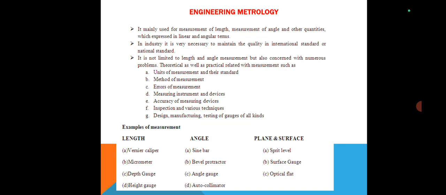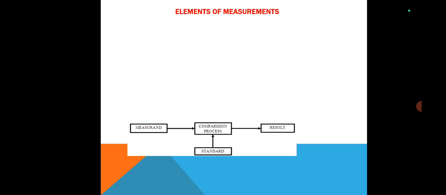Third, to find the plane and surface roughness, we have to use the following instruments. First one is spirit level, surface gauge and third one is optical flat. In this measurement and metrology there are three elements.